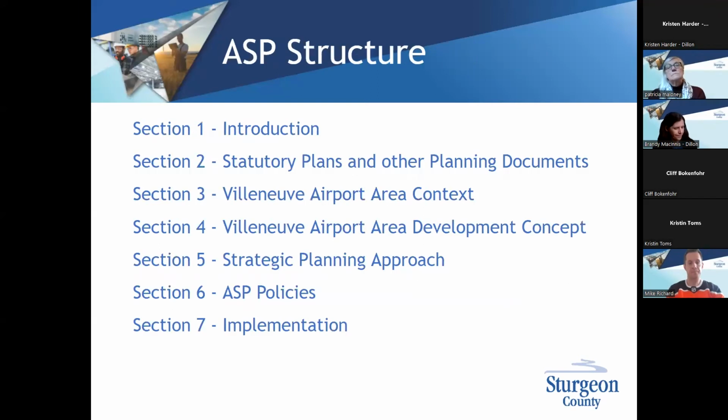So again, shifting gears a little bit, I've gone into the background of the VAMP. We've talked a bit about the airport proximity. We want to get into the area structure plan itself. The structure of the document that you'll be seeing is in 7 sections. It starts with the introduction, some planning documents that guide development, the context of the area, the development concepts I just mentioned, the planning approach, section 6, which is our ASP policies, and then implementation. I'm just going to take a few minutes now to get into what you'll see in each of those sections.